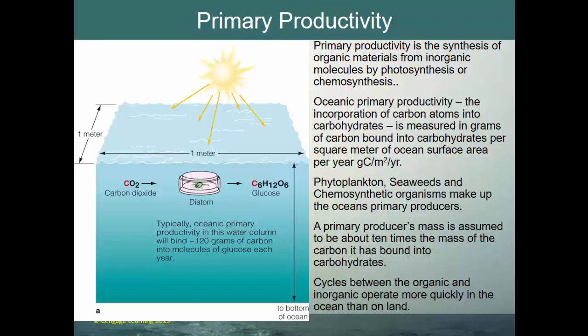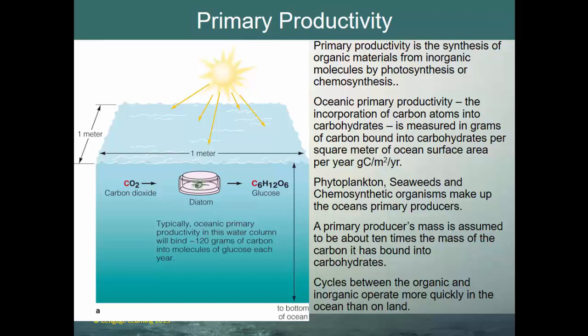The primary producer's mass is assumed to be about 10 times the mass of the carbon it is bound into carbohydrates. So 10 times the mass of primary producers to create 1 unit of the carbohydrates that they produce. So cycles between the organic and the inorganic operate more quickly in the ocean than on land. So this whole primary production happens much more quickly in the ocean. Plants and vegetables grow very slowly on land compared to what happens in the ocean.